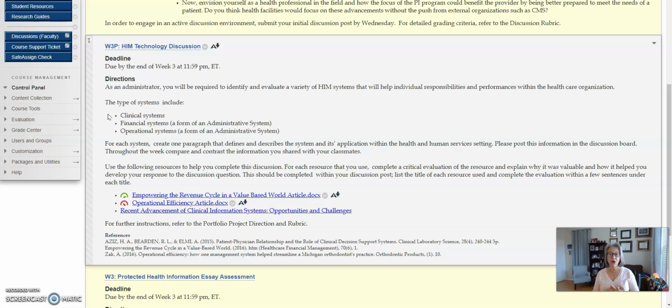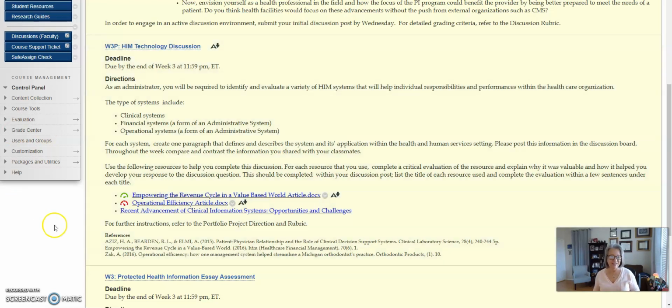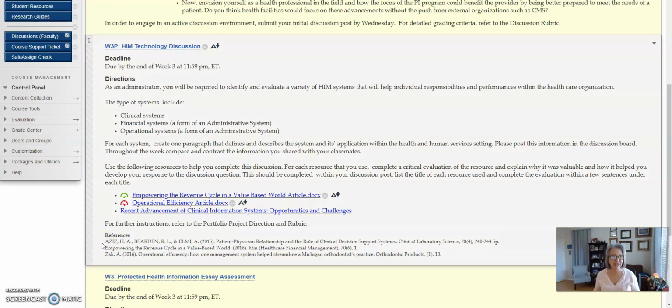You are going to post this information to the discussion forum, and you will compare and contrast with the information that you have shared with your classmates. You have 3 resources to use for this discussion: Empowering the Revenue Cycle in a Value-Based World article, an Operational Efficiency article, and Recent Advancement of Clinical Information Systems, Opportunities and Challenges. Look at this right here for your references. They're here, they're prepared for you to put in there.